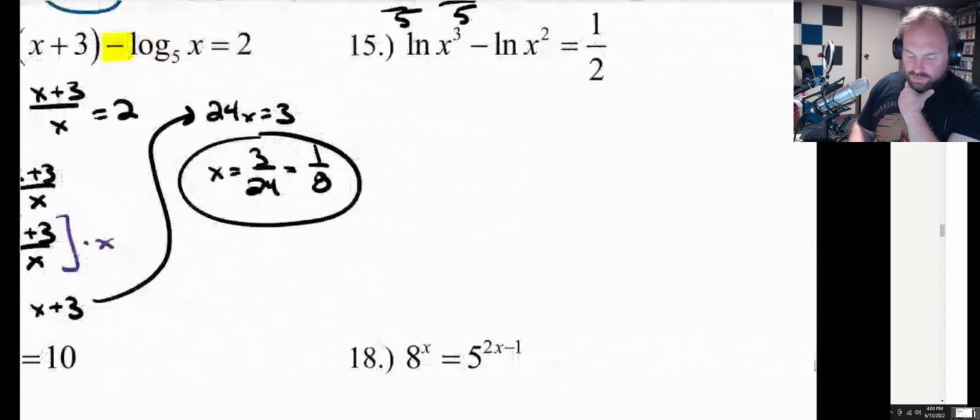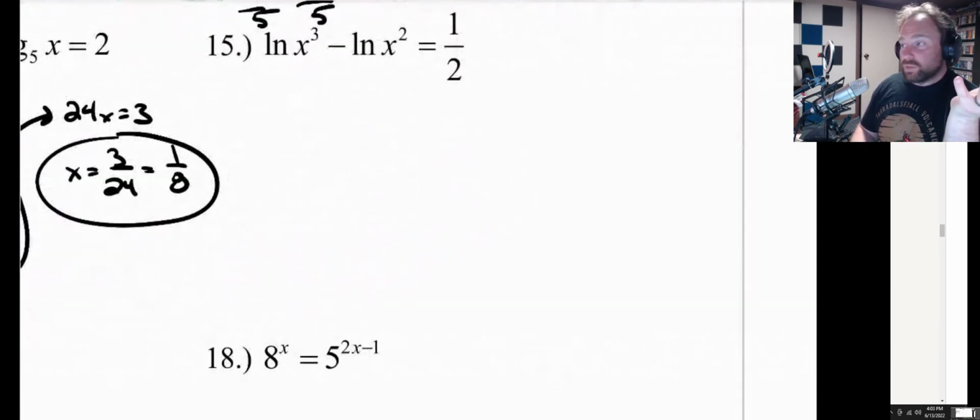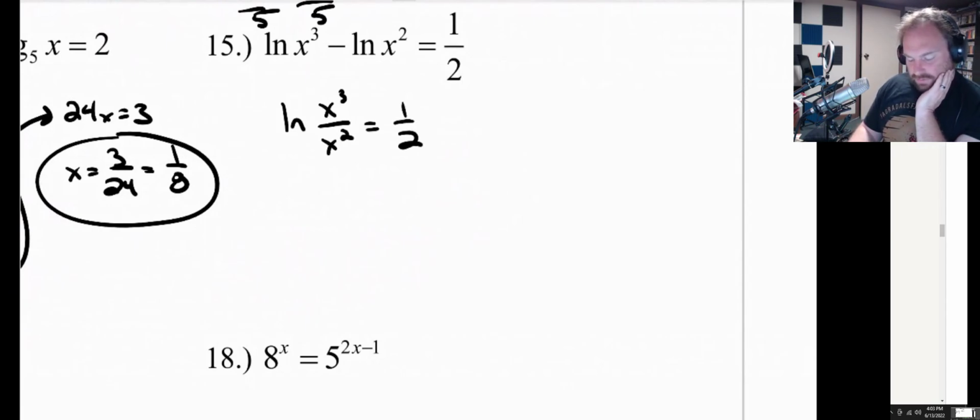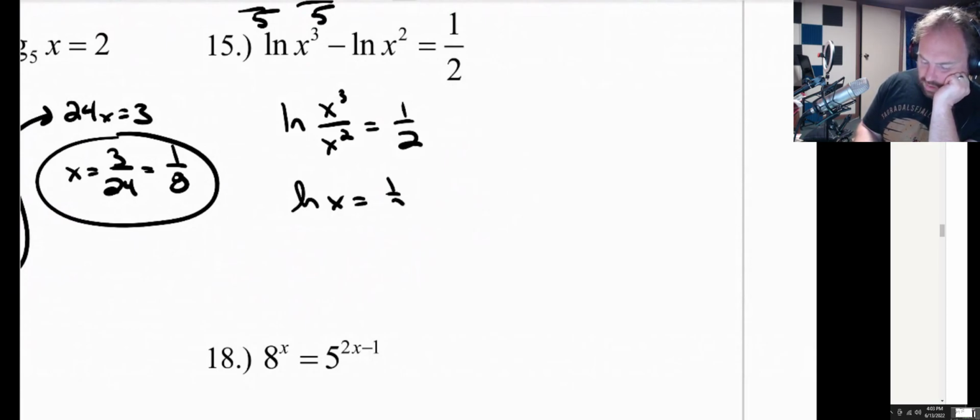Pretty good. Number 15, we have natural logs here. Just remember, those are regular logarithms, just base e. So this is a natural log of x to the 3rd over x squared, which equals 1/2. Might be a good idea to combine those two. X to the 3rd over x squared, well, that's just x. This is just natural log of x equals 1/2. Now if we rewrite it as an exponential, we'll be done. This is e, which is the base, raised to the 1/2 power, which equals x.